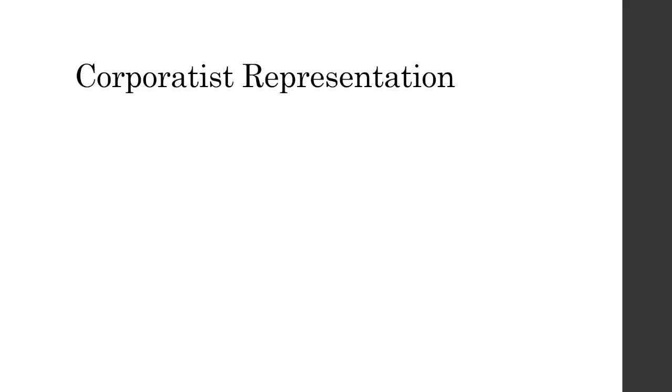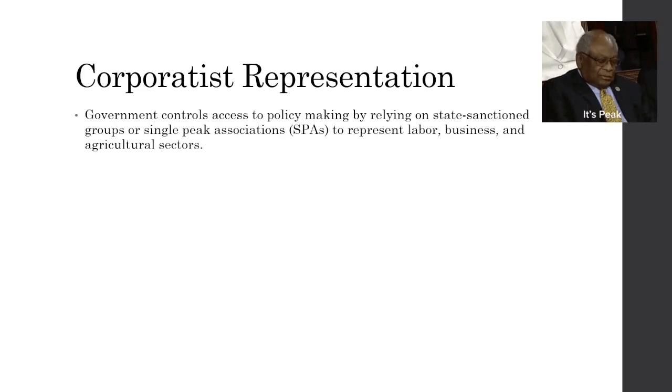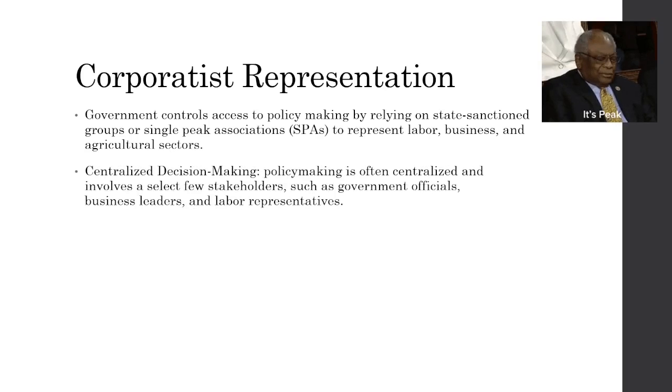So let's get started. What are the characteristics of corporatist interest group representation? Well, the government in these systems controls access to policymaking by relying on state-sanctioned, state-run groups, also known as single-peak associations for the most part. They're the ones representing the labor, business, and agriculture sectors within the country. So a government group is representing the citizens, and this is considered centralized decision making.